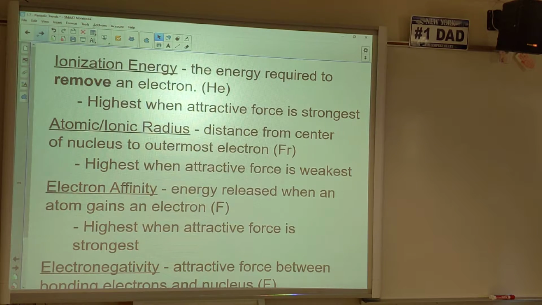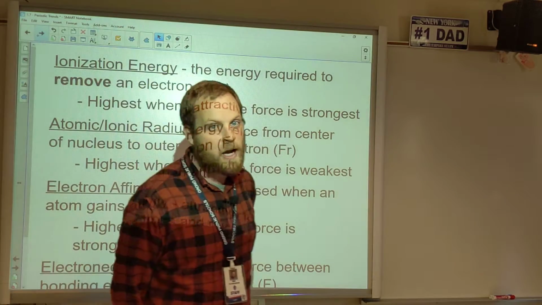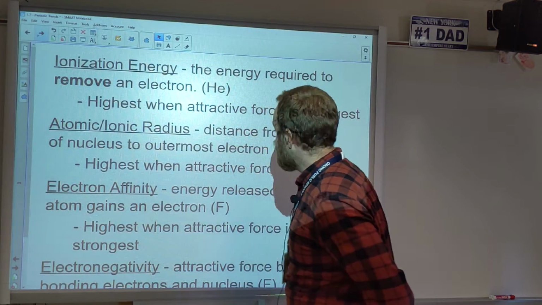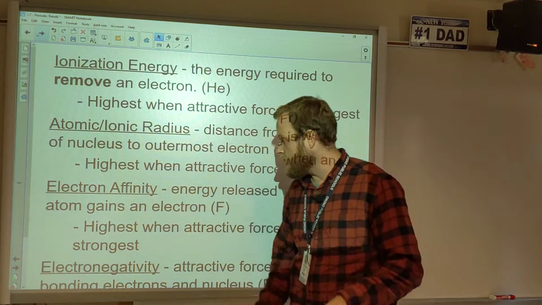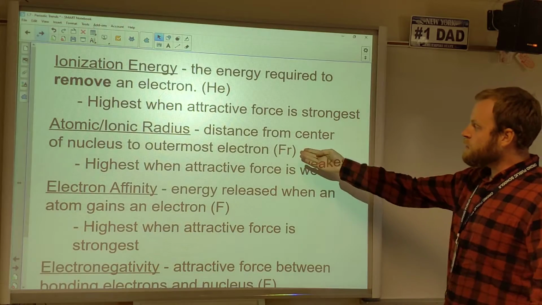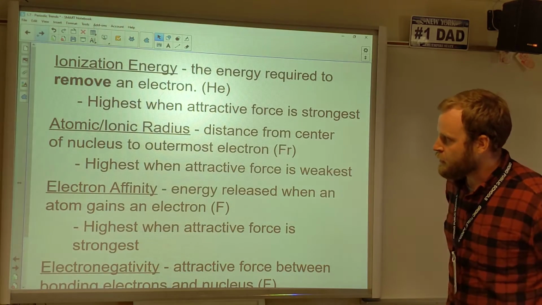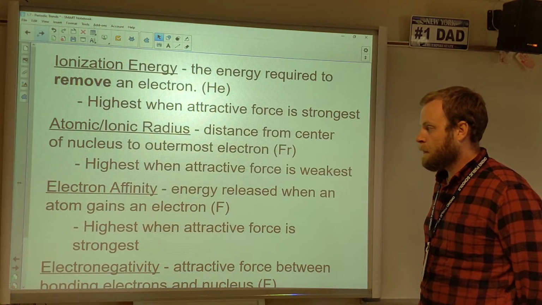Atomic/ionic radius is the distance from the center of the nucleus to the outermost electron. This is going to be highest when the attractive forces are the weakest, because if the attractive forces are the weakest, they're going to be able to spread out more because they're not getting pulled in as strongly. So the weakest is then at the opposite corner of the periodic table, which is francium.